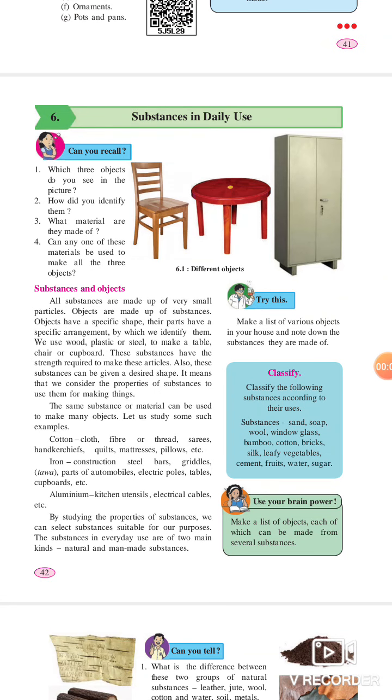Hello students. So today we are going to start standard 6 chapter number 6, substances and daily uses. As you can see, there are different objects which we see in our day to day life. All the substances are made up of very small particles, and objects are made up of substances. Objects have a specific shape, and their parts have a specific arrangement by which we identify them.